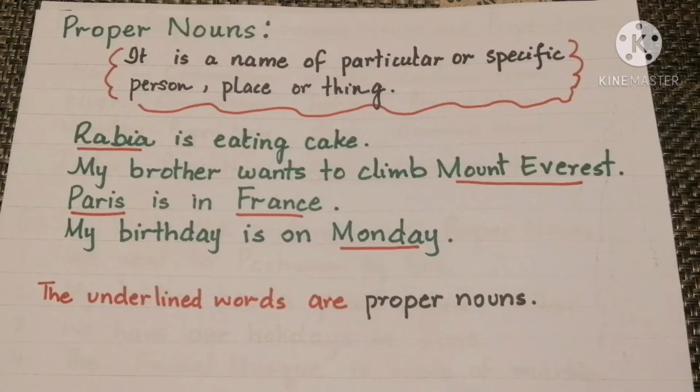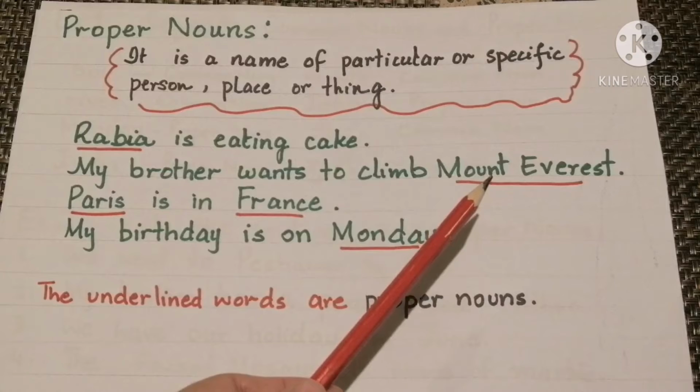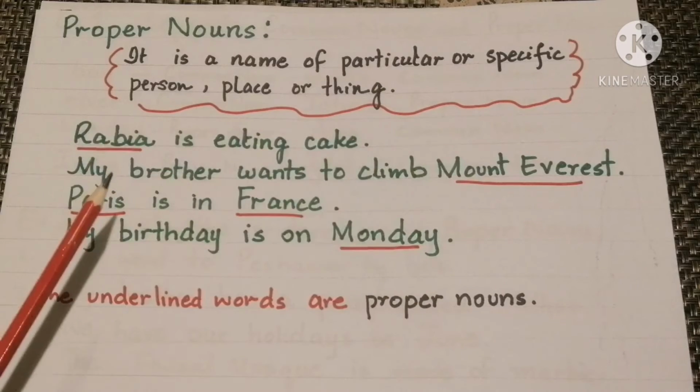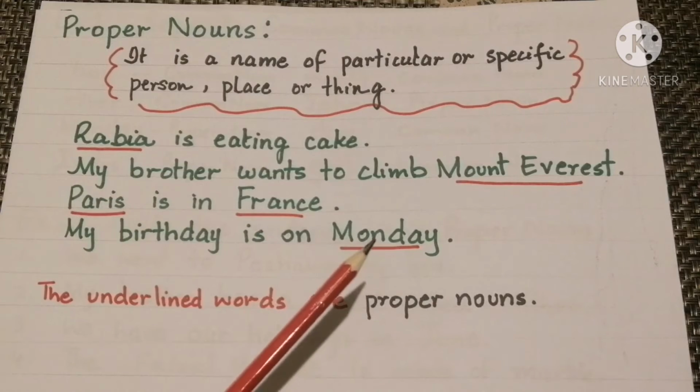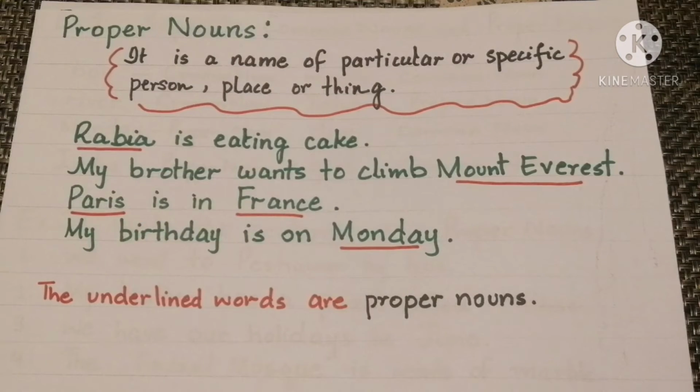The underlined words are proper nouns. Rabia is the name. Mount Everest is the place. Paris and France are also places, and Monday is the name of the day.